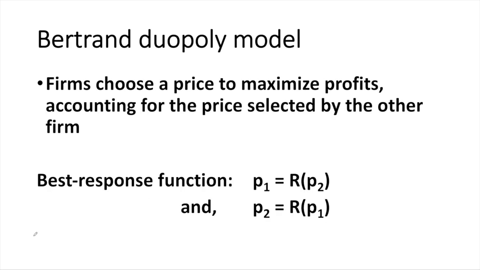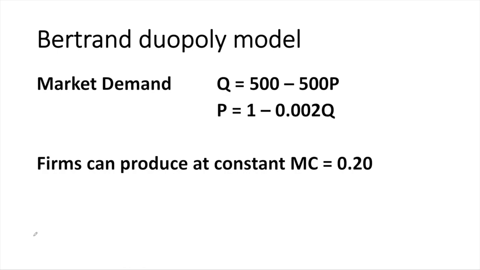In the Bertrand Duopoly model, the behavior of firms involves choosing a price to maximize profits, accounting for the price that's selected by the other firm. So the best response function in the Bertrand Duopoly model sets the price of firm 1 as a function of the price of firm 2, and likewise the price that's set by firm 2 is some function of the price set by firm 1.